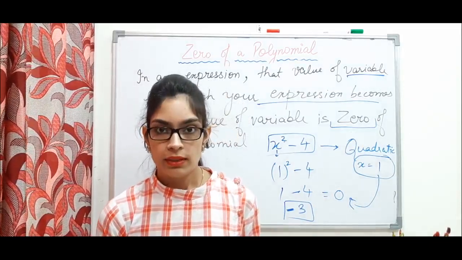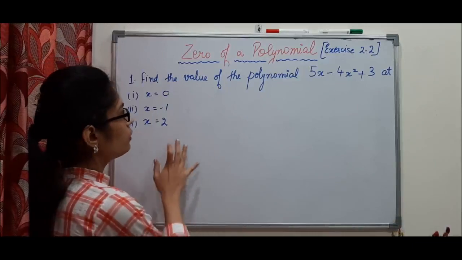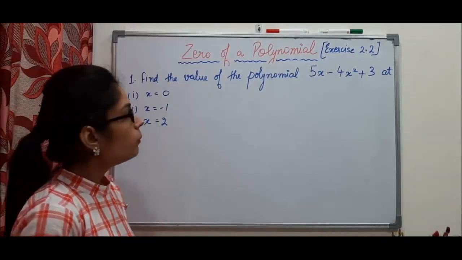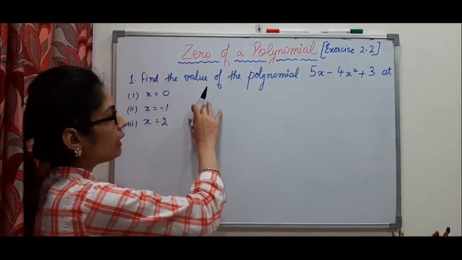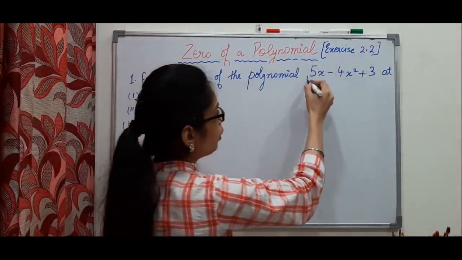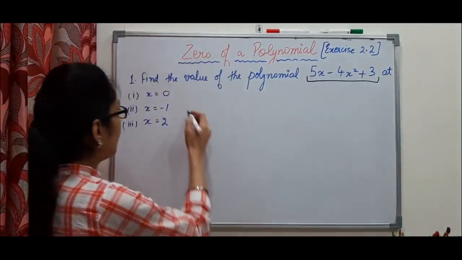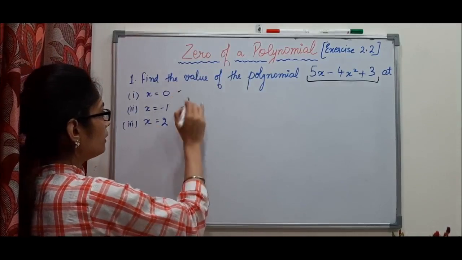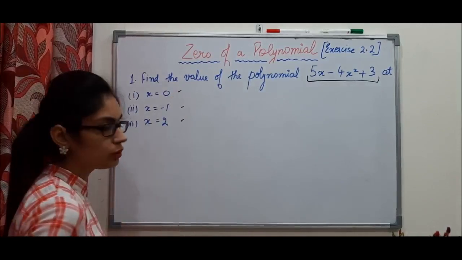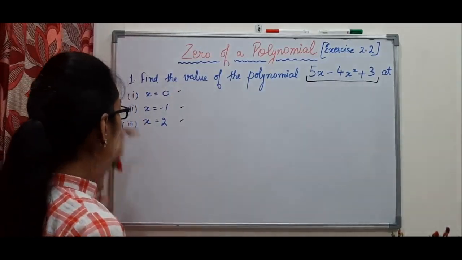Now let's start with the exercise. This is the first question of exercise 2.2. You have to find the value of the polynomial that is given to you at x is equal to 0, x is equal to minus 1 and x is equal to 2. So I will do two parts here.